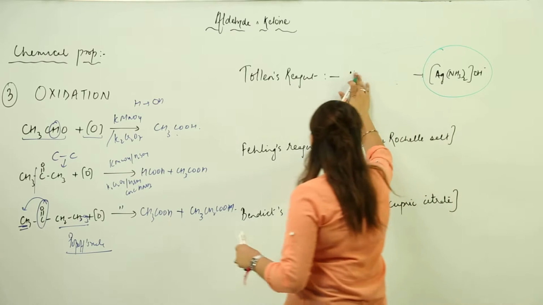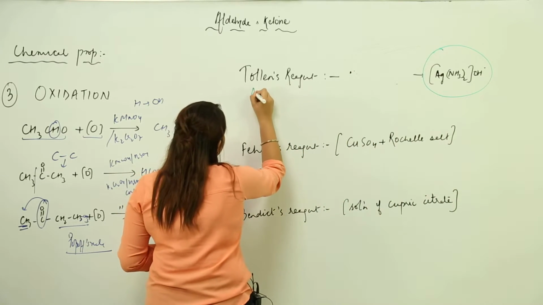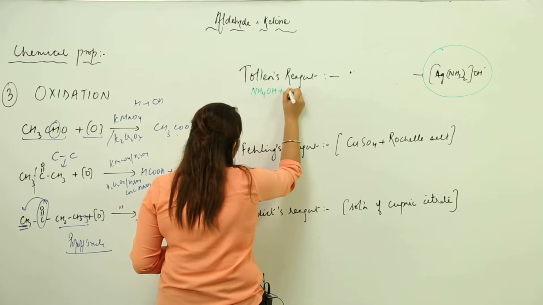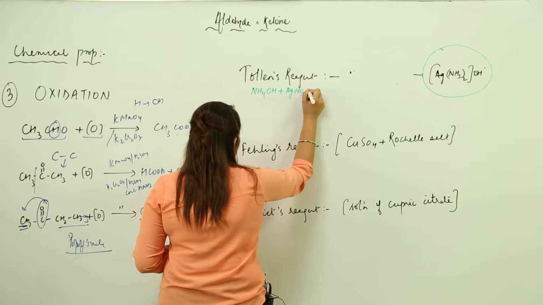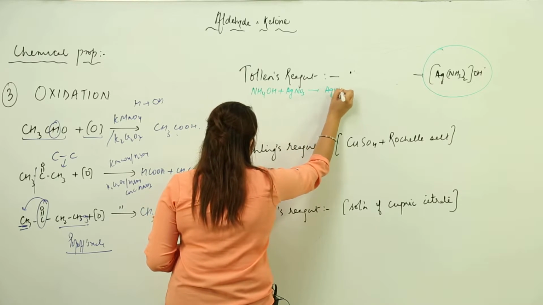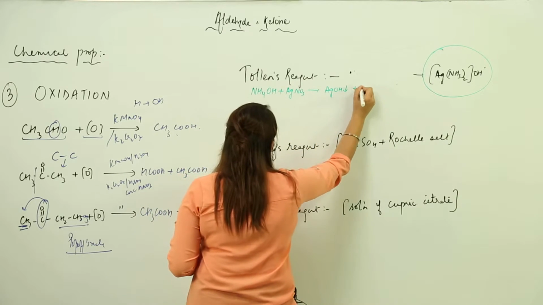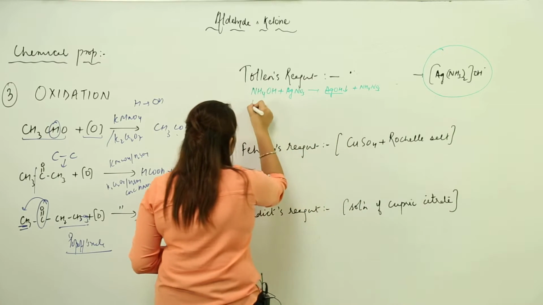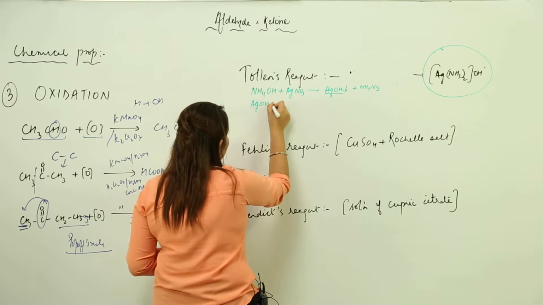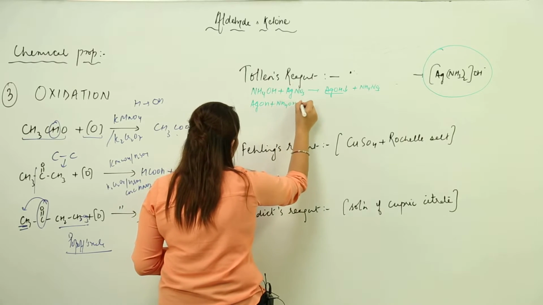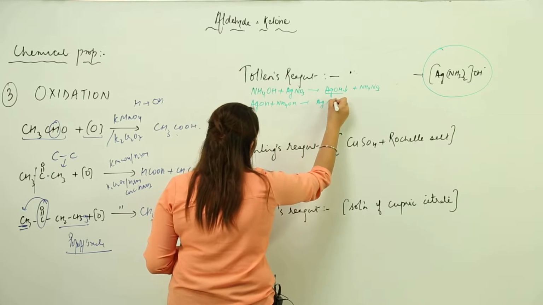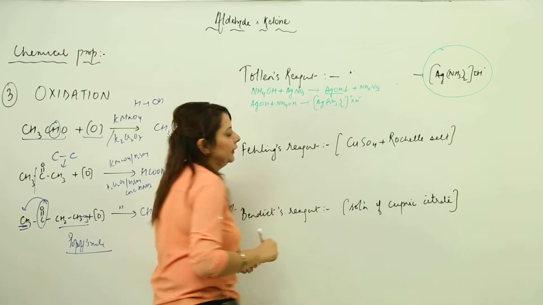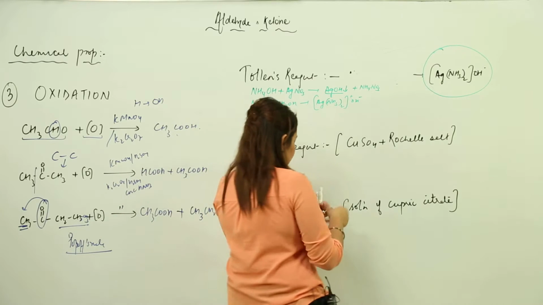But how is it formed? We will first form it. NH4OH reacts with AgNO3, and it forms AgOH, which is a precipitate, plus we get NH4NO3. Then we react this AgOH precipitate again with more NH4OH and we get Ag(NH3)2 OH negative. This is our Tollens reagent.